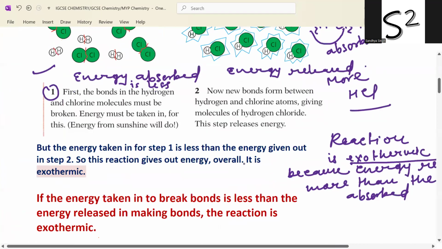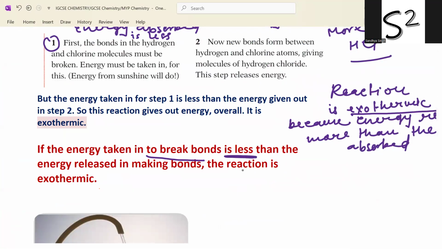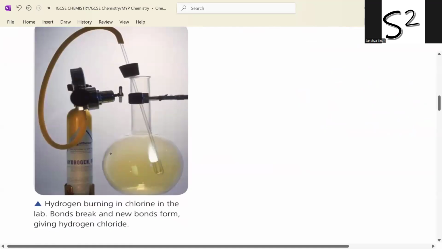So we have concluded that if the energy taken in to break bonds is less than the energy released in making bonds, the reaction is exothermic. See, here hydrogen gas is passed into chlorine and hydrogen chloride is formed. This reaction is exothermic because the energy released is more than the energy absorbed, right?